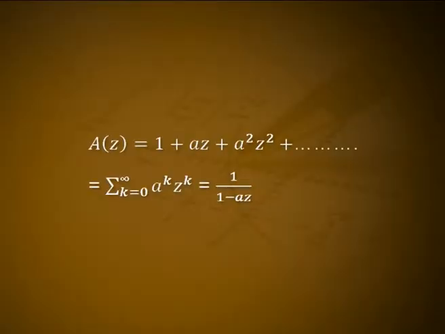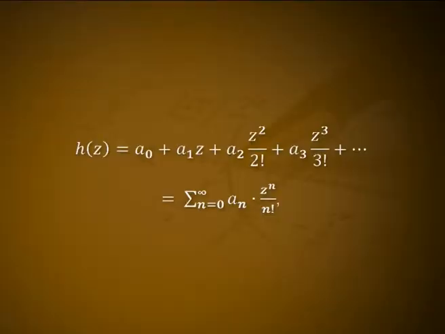In general, the sequence a^n has the generating function A of z equal to 1 plus a into z plus a square into z square plus etc., which is equal to summation k equal to 0 to infinity a raised to k z raised to k, which is equal to 1 by 1 minus a z. Therefore, a generating function in which the coefficients of z raised to n are the terms of the sequence A is called binomial generating function of the sequence A.